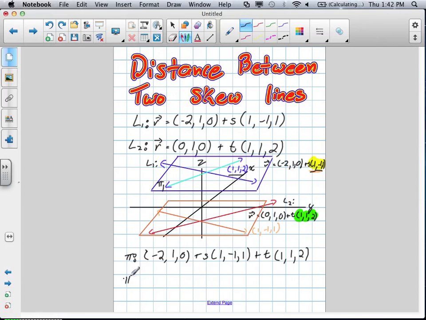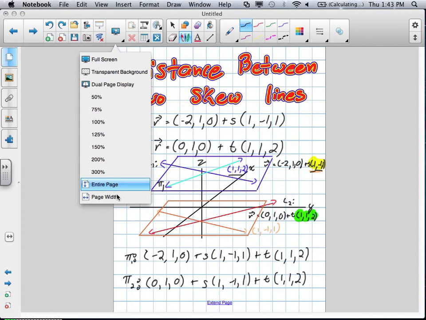And our other plane, same idea, just going through a different point. In this case, it goes through this point here, but it has the same direction vectors as the other one. This way we know they're going to be parallel to each other. And T, 1, 1, 2. Okay? So this idea makes sense. We have two planes going through different points, so they're parallel to each other. And the same direction vectors will make each of these up.